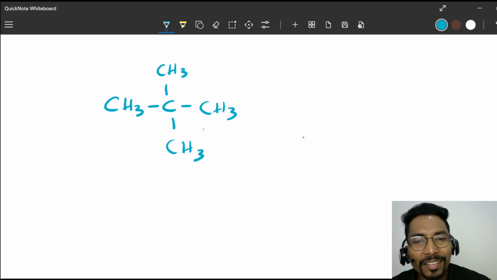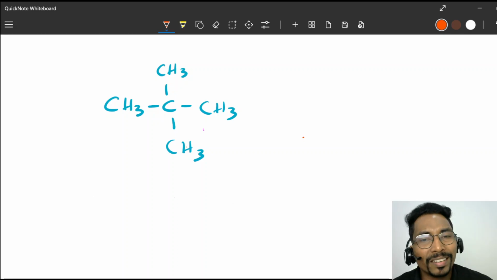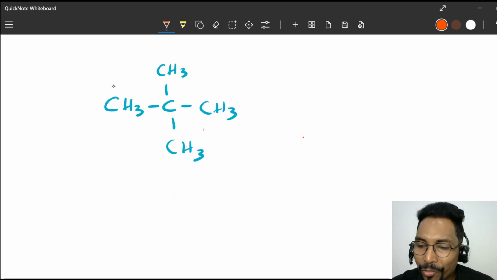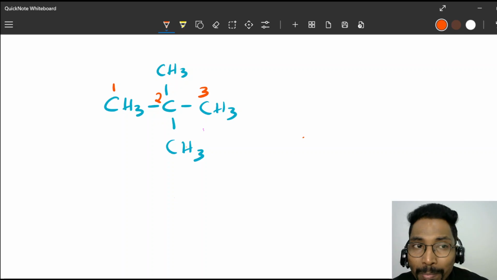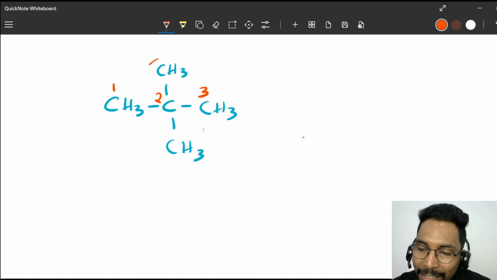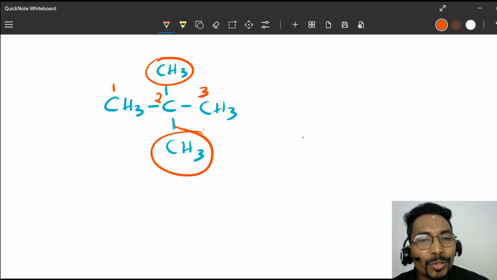How can you number this compound? How will you select the longest possible parent chain here? It's very simple. 1, 2, 3. This is the longest possible parent chain, and these are the two branches. Okay, so we can start naming.